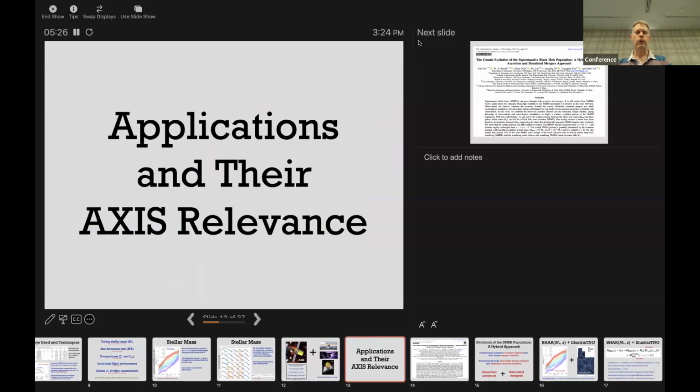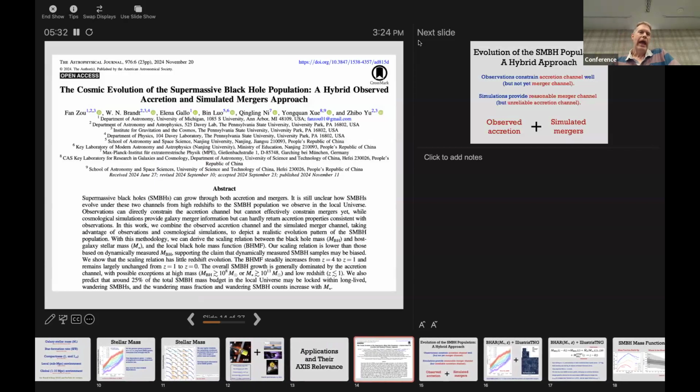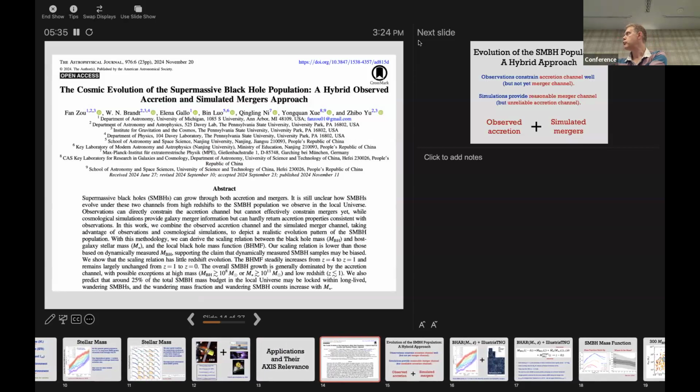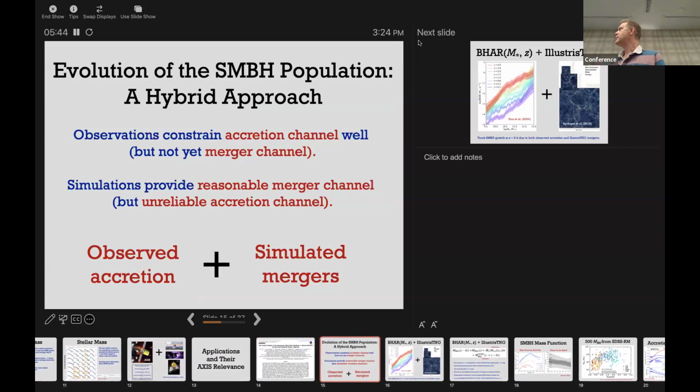But perhaps more importantly, more relevant today, are the applications of this work to AXIS. We have recently published a paper which I think has a number of relevant implications for aspects of AXIS. In this work, we take a hybrid approach to evolve the supermassive black hole population. The basic idea is that observations, the ones I've described, do a pretty good job now constraining the accretion channel, but they do not yet constrain the merger channel very well. On the other hand, simulations provide a reasonable merger channel, admittedly with some uncertainties, but a totally unreliable accretion channel due to subgrid physics that cannot be modeled very well.